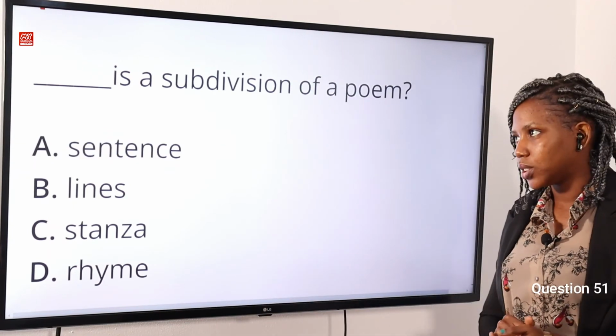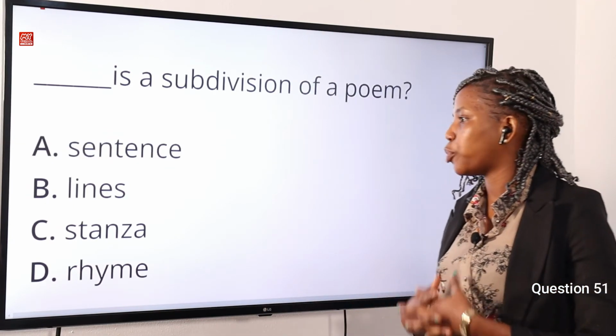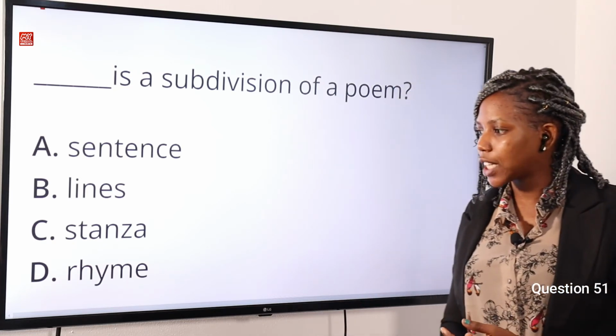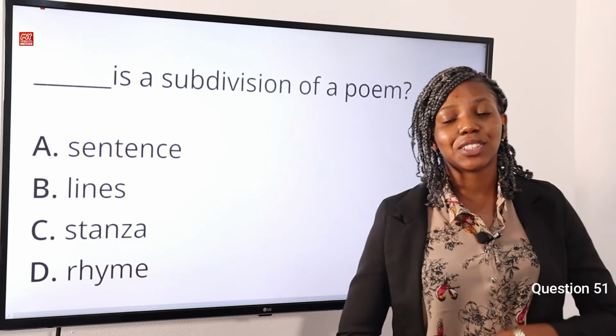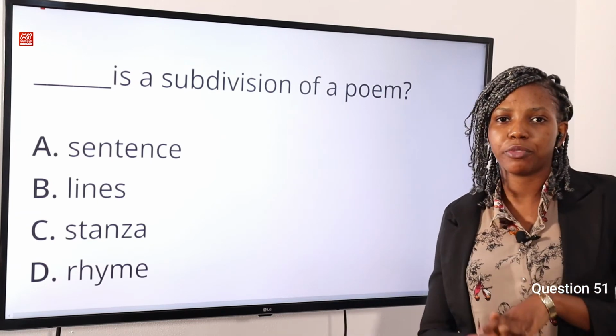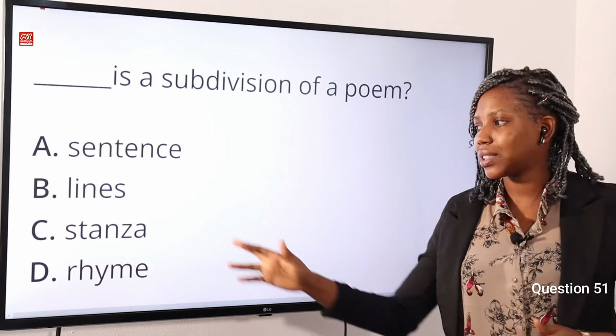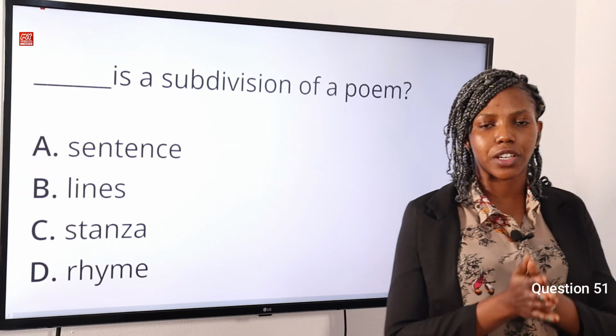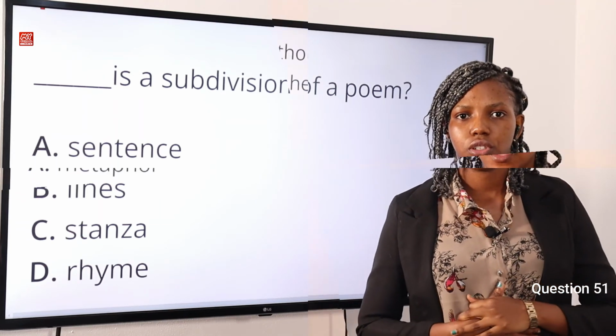Question 51. Dash is a subdivision of a poem. Option A, sentence. Option B, lines. Option C, stanza. Option D, rhyme. The answer to this question is option B, lines. Okay, lines should be considered as the subdivision of a poem, while stanza should be the division of a poem. So option B is the correct answer to this question.